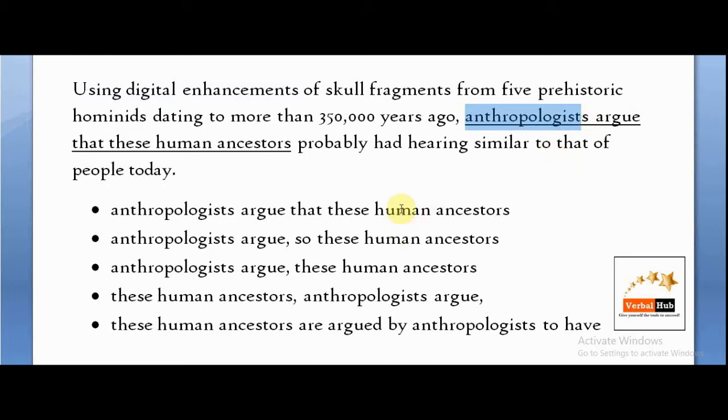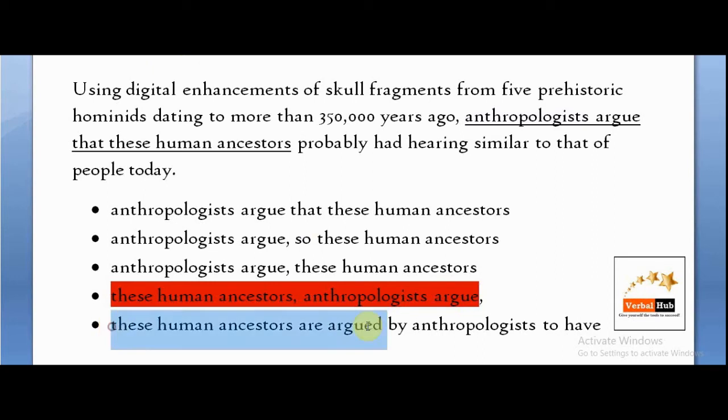Alright, now we should glance at the options, that is called splitting tricks. Alright, so check whether there is any other noun instead of anthropologist. So answer will be yes. There are two options where the nouns are these human ancestors and these human ancestors. This is modifier error. Why? Because ancestors cannot use digital enhancement of skull fragments, right? So option D, out. Alright. At the same time, option E out, and that is called splitting.